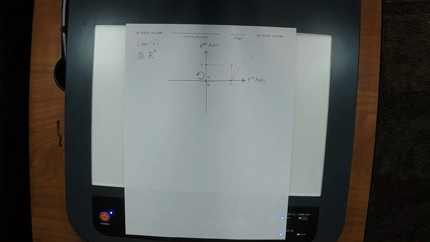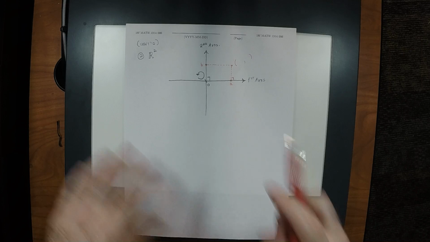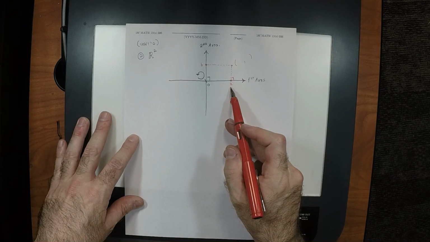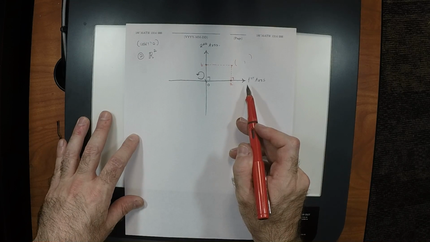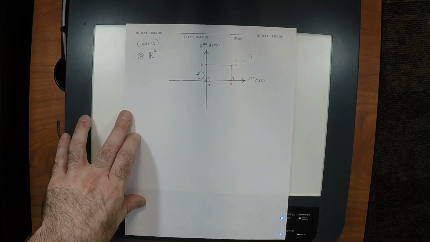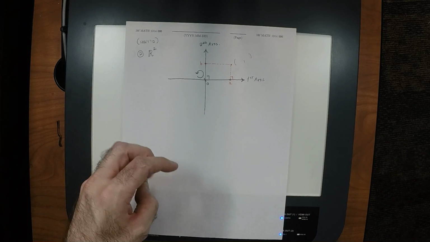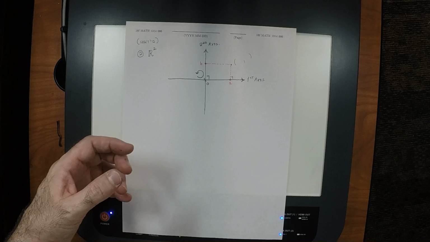So which one gets written where? A's first. Why? Because it's on the first axis. And B is second because it's on the second axis. And if there were 18 more axes, then they'd be in that order.